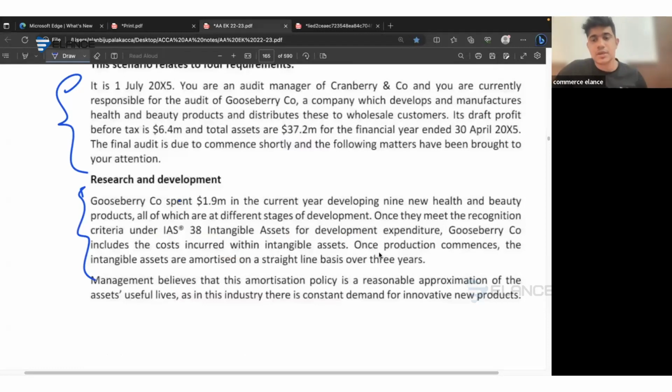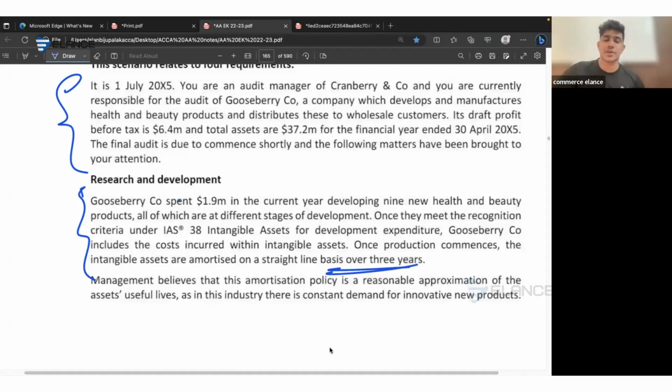Then they have told us once the production commences, intangible assets are amortized on a straight line basis for 3 years. What can we do here? Assumptions check. Rationale. Okay, so what you can do? Discuss with the management about the rationale on the basis of which they have determined the estimated useful life of 3 years for the amortization calculation and consider whether it is reasonable.